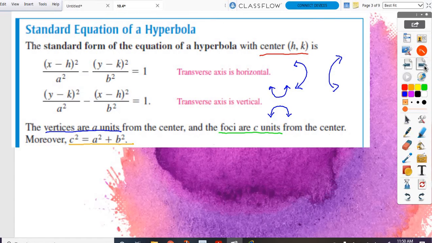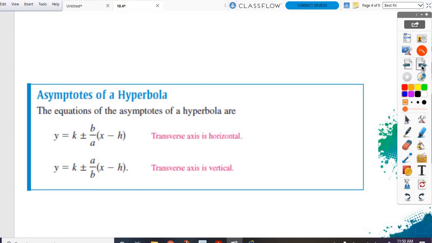Alright, so let's look at one more set of definitions. Like I said, we have asymptotes. Our asymptotes are going to determine how wide or narrow our hyperbolas are, and they use these equations. Now, I will say, we don't use these equations super often, but I will give them to you. So if by chance you do need them, you at least need to know how to use them.